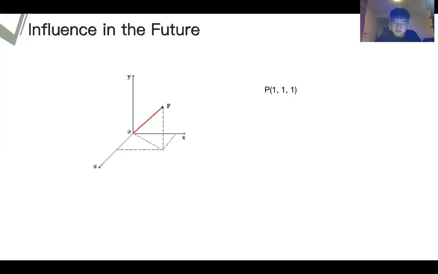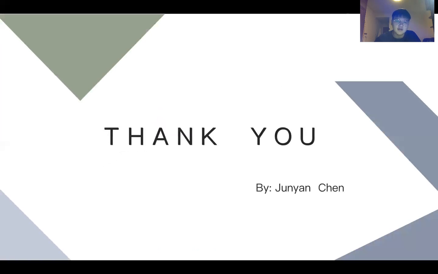So perspective helped invent projective geometry, and projective geometry helped invent the coordinate system. So we can even say that without perspective, we might not even have a coordinate system. That's really an important thing that happened in the Renaissance. Okay, I guess that's all.